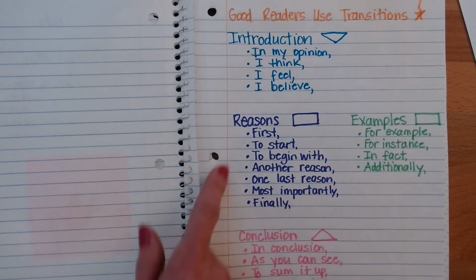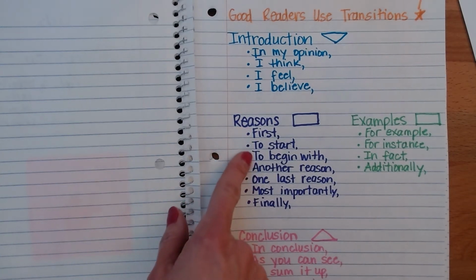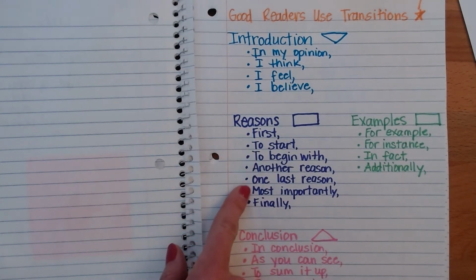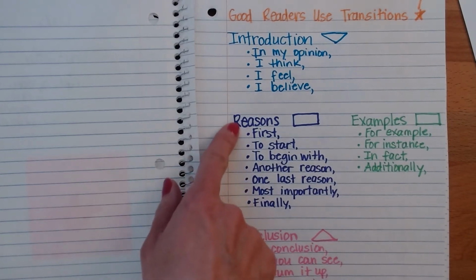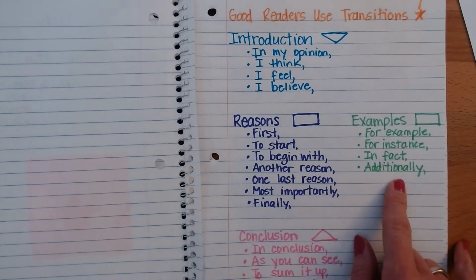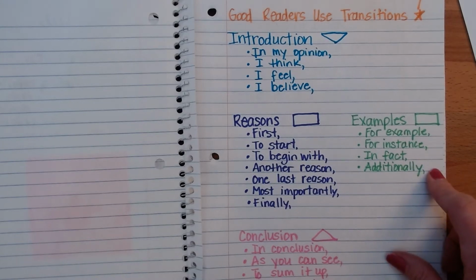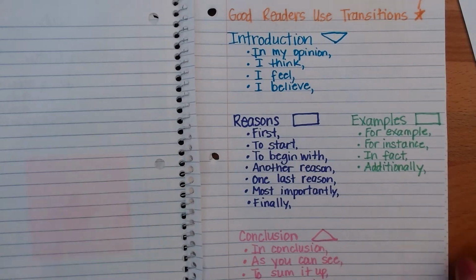So think about some of these you would use in your first rectangle, some you might use in your second rectangle, and some you would use for your last rectangle, talking about just your reasons. But when you give your example, you might say, for example, for instance, in fact, or even additionally. So that's kind of stretching out the information.